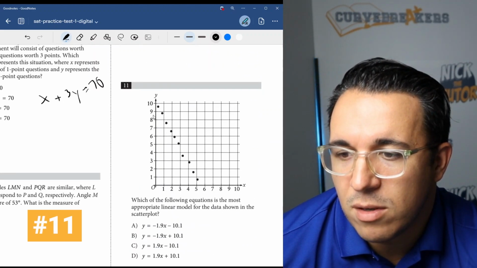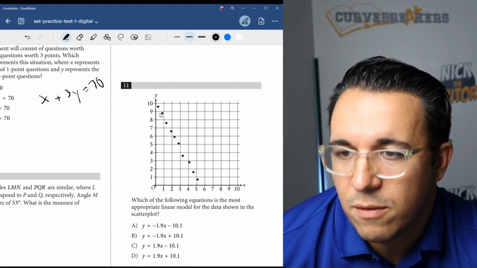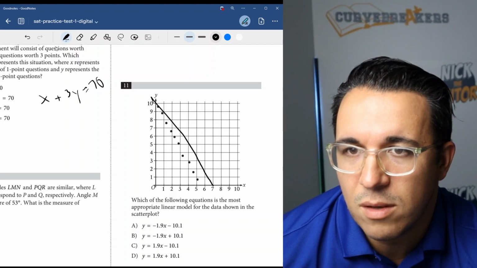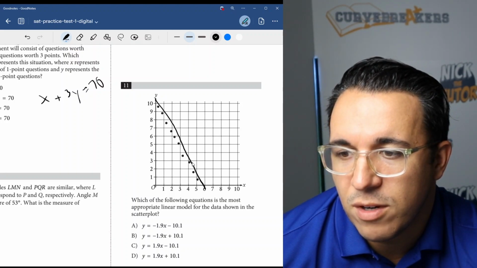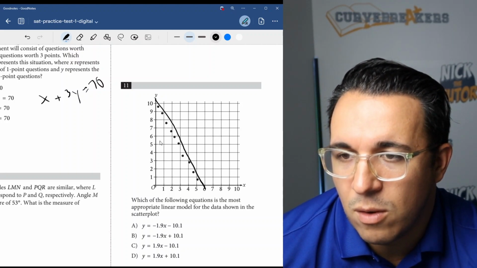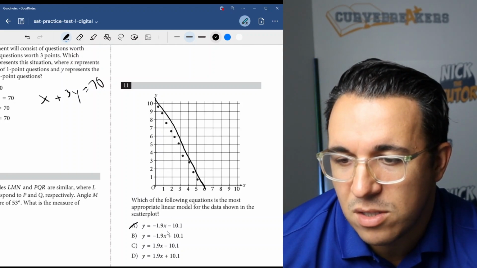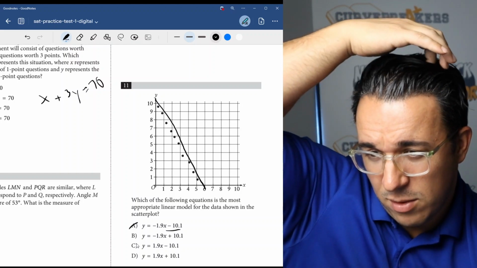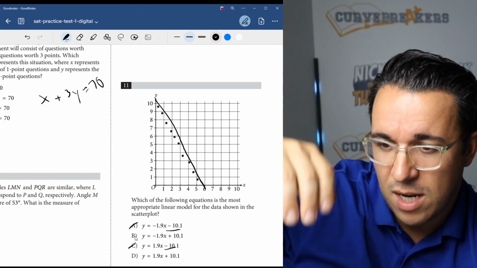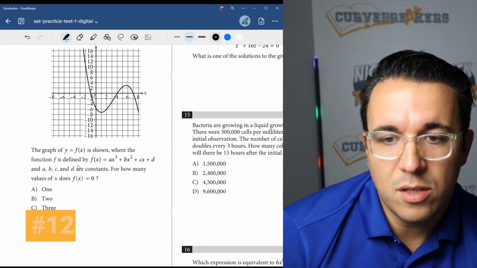Let's take a look at number 11. We want an equation for this line. So this line is going down this way, if I can trace it well. It has a y-intercept of positive 10. So I'm going to get rid of A because this is an intercept of negative 10. I'm also going to get rid of C, and then the slope is negative, so I'm going to go with choice B there.